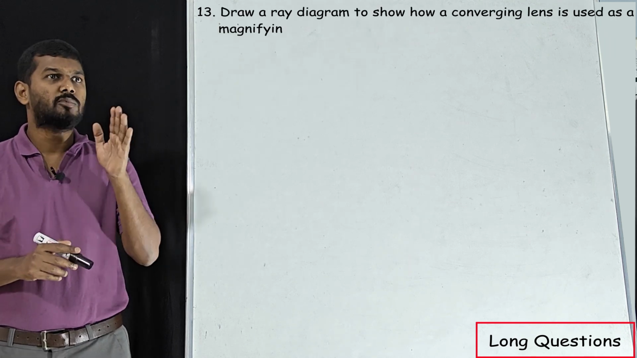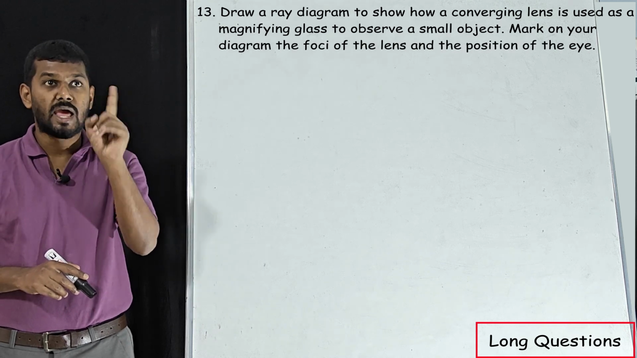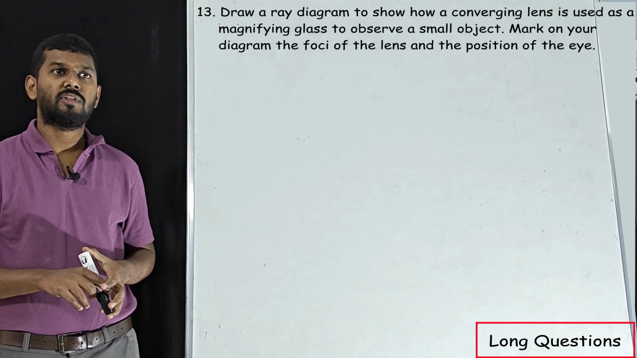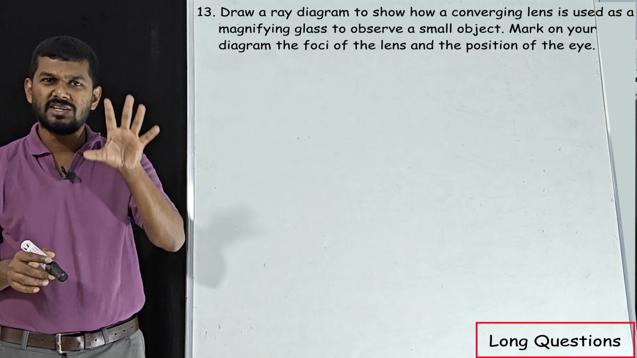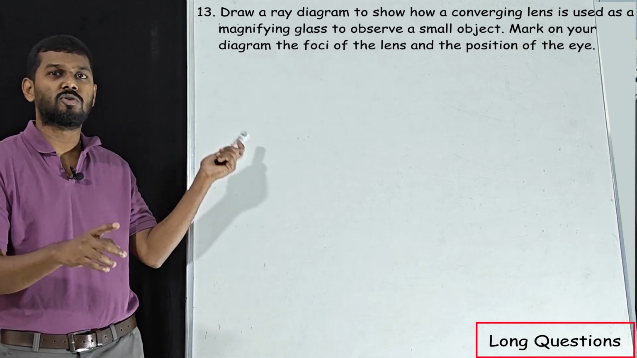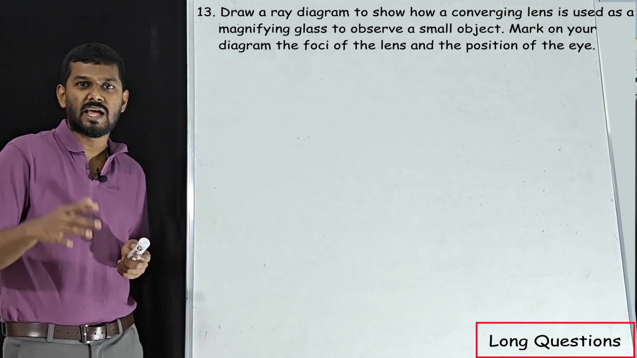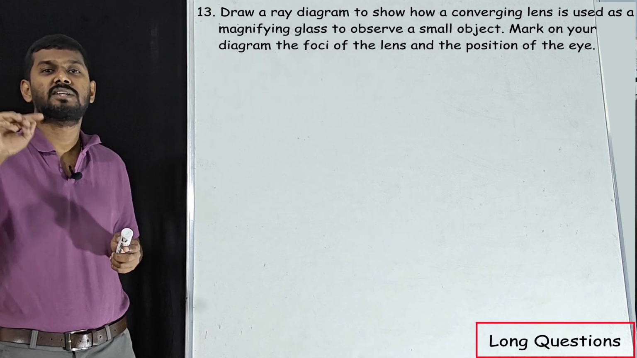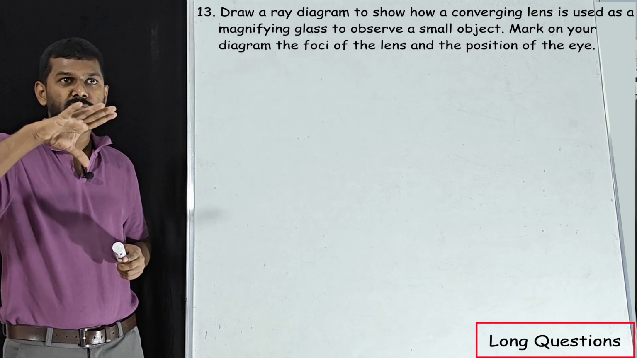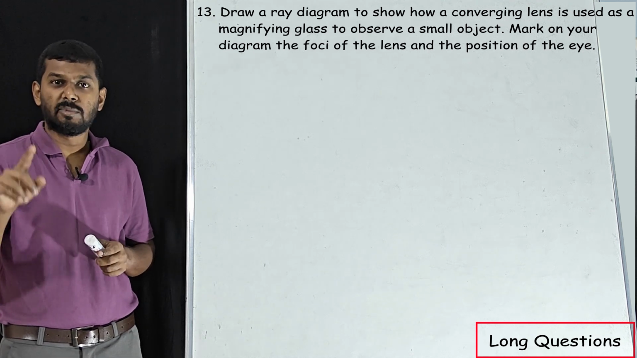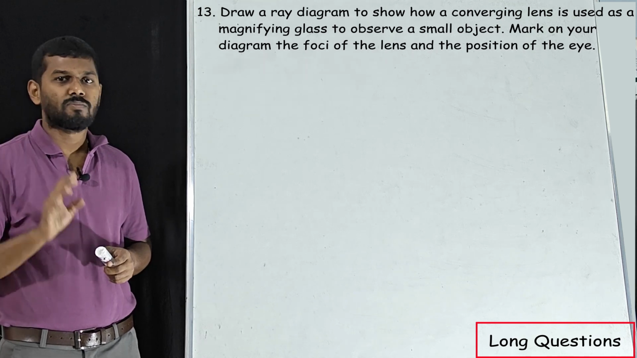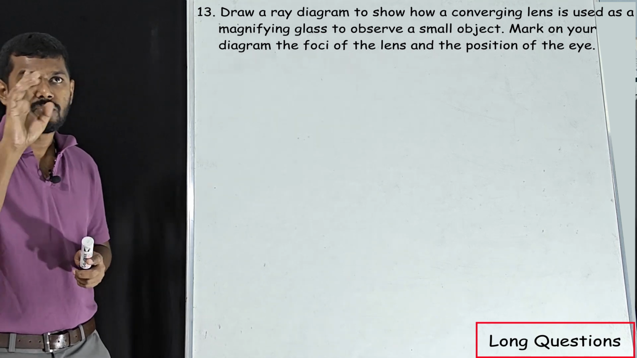Our next question: draw a ray diagram to show how a converging lens is used as a magnifying glass. This word magnifying glass is important. To observe a small object, mark on your diagram the foci of the lens and the position of the eye. This is a very simple question. The only thing is the position of the eye, that is very much important, that we have not learnt in the concept video. That's why I am going to draw this question on the board. Okay, listen, magnifying glass, reading glass, that is nothing but case 6, the last case of the convex lens. So not only learning the ray diagram, understanding the application is also important. If either word, magnifying glass or reading glass, is mentioned, it means it is a convex lens only, and the object is between the optic center and the focus. So this is the last case, case 6 of the convex lens.